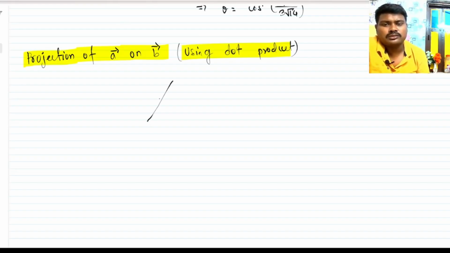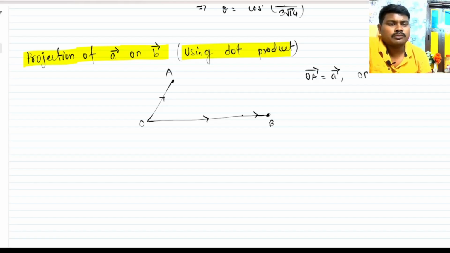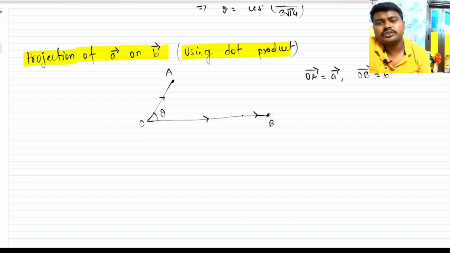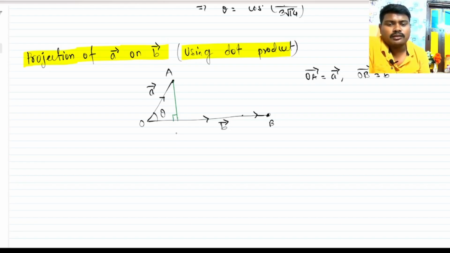Consider this is O, this point is A, and also consider this is B. Let OA vector equal a vector and OB vector equal b vector. Also we consider the angle between these two vectors is theta. Now, to evaluate the projection of the vector OA on the OB vector, we draw a perpendicular from the point A on the vector OB. It is perpendicular, 90 degrees, and we consider the foot of the perpendicular is P.